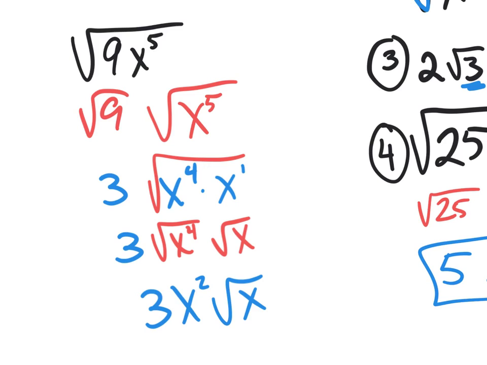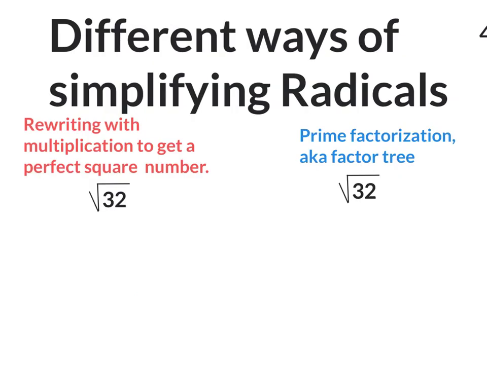Okay, so today's lesson is going to be about simplifying radical expressions, square roots, but with the prime factorization method or the factor tree. Check it out. The first method, which I really truly prefer, is rewriting with multiplication to get a perfect square number. That's what I like.